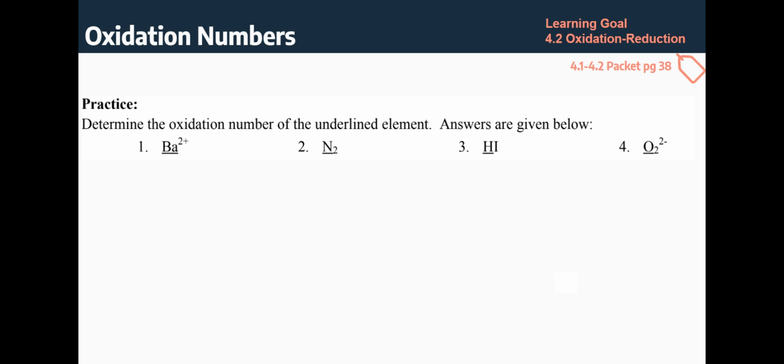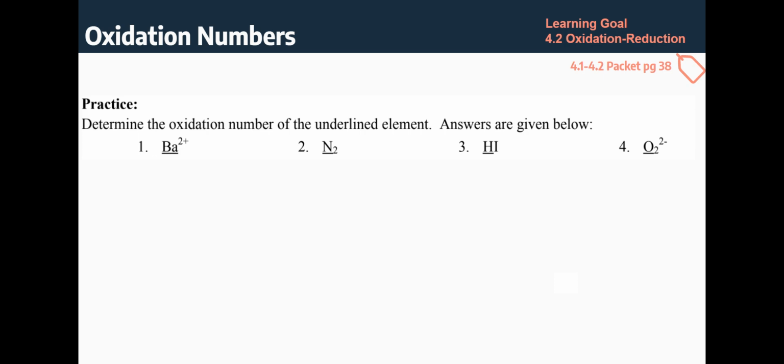If this nitrogen had a -3 charge, and there's 2 of them, then we would see N2 written with a -6 charge. And it's not. It's neutral, so that nitrogen has to have an oxidation number of 0. Question 3, HI. Our rules say hydrogen in a compound has a +1 charge. So we don't have to solve for hydrogen. We assign hydrogen as a 1 plus.